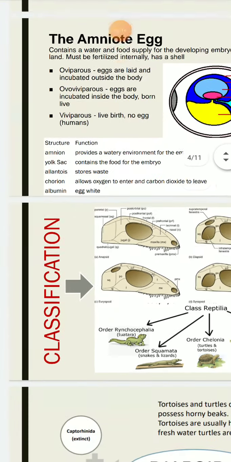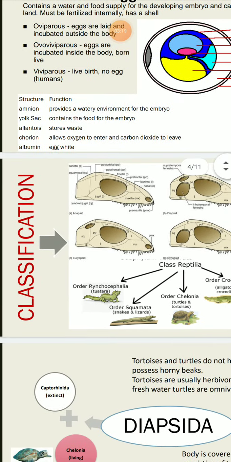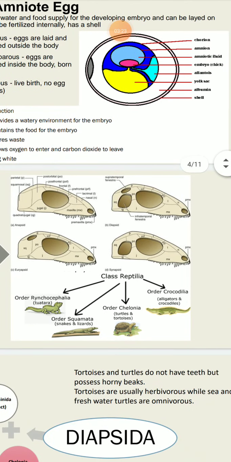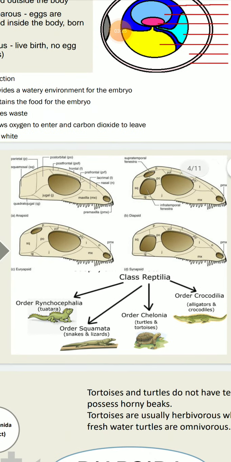Coming to the main topic of today's class, the classification of reptiles. So this is the classification. As we can see, I have listed four skull diagrams here: anapsid, diapsid, euryapsid, and synapsid. Euryapsid or parapsid are one and the same, with a slight modification.